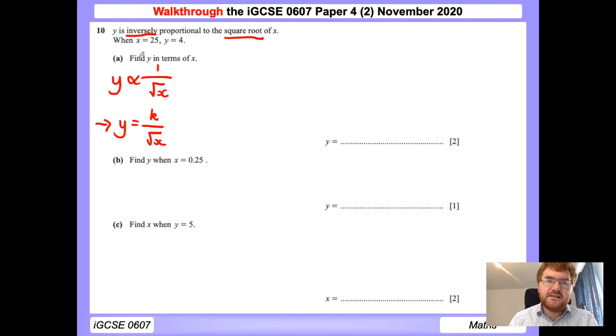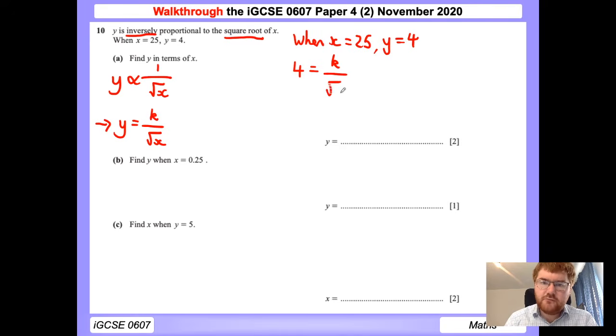At this point, we then substitute these numbers in. So when x is equal to 25, y is equal to 4. This reminds me the x goes here and the y goes here. So we go 4 equals k over root 25. Just take our time here. So 4 is equal to k over, well, the square root of 25 is equal to 5. If you're not sure in the exam, check on your calculator. It's the way to go.